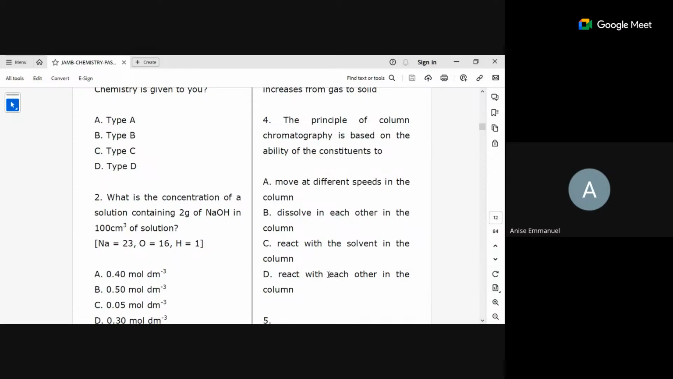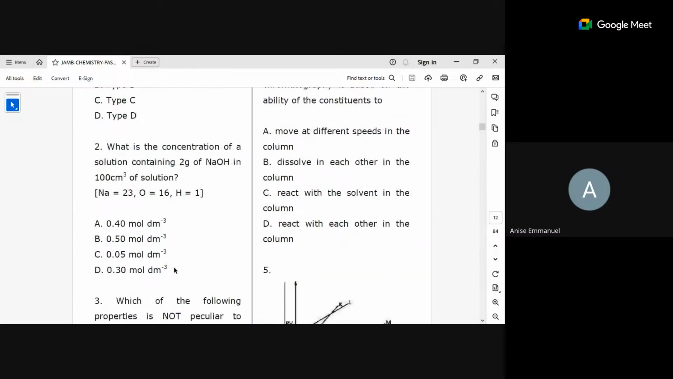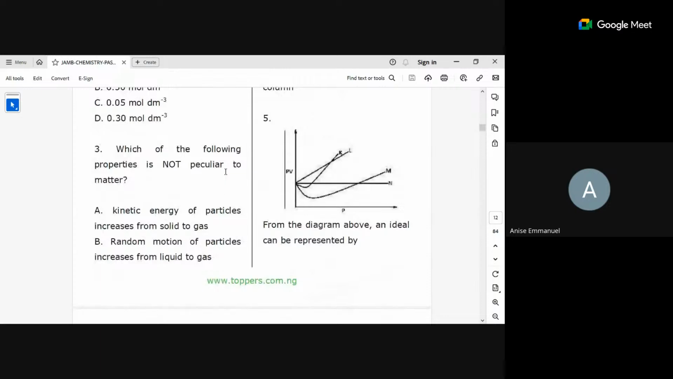And that was why I tried mentioning the stationary phase and the moving phase. The stationary phase and the moving phase here. So number 4 is A. Number 5, a lot of people will miss number 5.